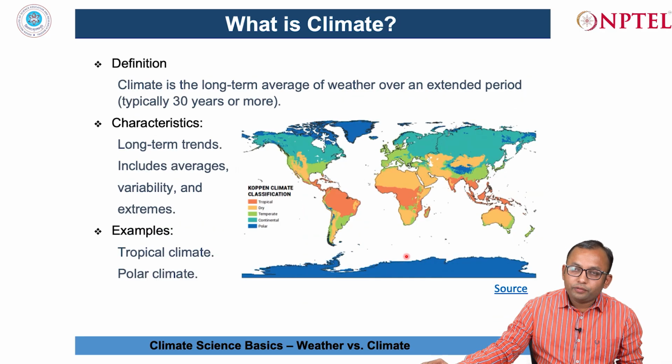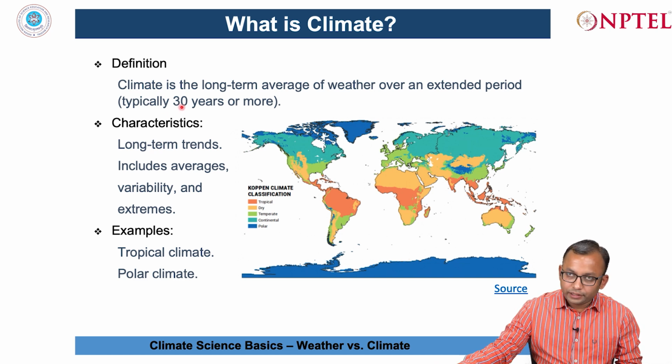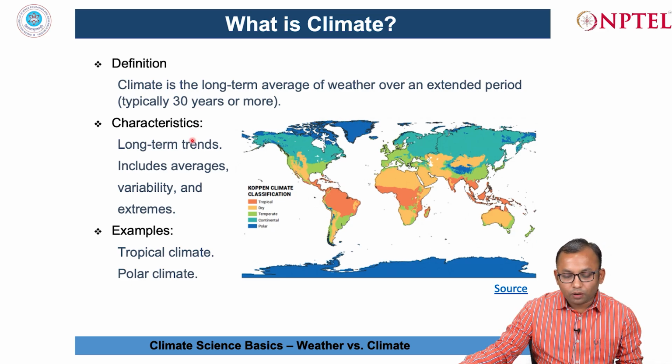Now, on the other hand, what is exactly climate? Climate we can explain as a long term average of weather over an extended period, typically 30 years or more. Climate has certain characteristics. For example, it has long term trends. You can explain the climate as an average trend for a particular region, or we can also talk about variability, or the extreme nature of the climate, how hydroclimatic extremes are forming in particular locations. Different types of extremes can be considered.